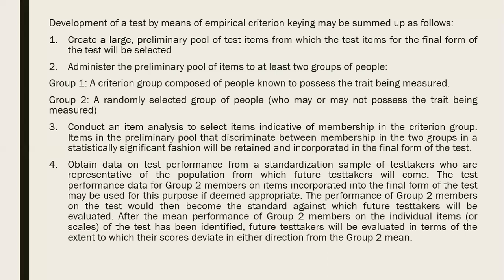So the performance of group 2 members on the test will then become the standard against which future test takers will be evaluated. After the mean performance of group 2 members on the individual items or scales of the test has been identified, future test takers will be evaluated in terms of the extent to which their scores deviate in either direction from the group 2 mean.